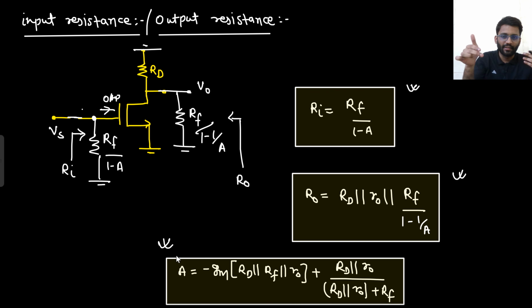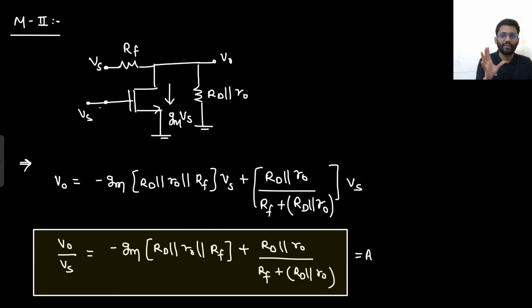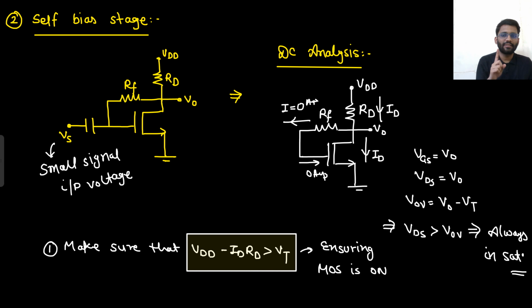RF is there, V0 is related to Vs by a factor of A. What is the factor of A? This is the factor of A. What is R in? What is R0? So everything you are comfortable with now. So why did we pick this self-biased circuit? First we did the DC analysis. DC analysis was very simple. You have to make sure that VDD minus ID into RD is greater than VT, ensuring MOS is on.